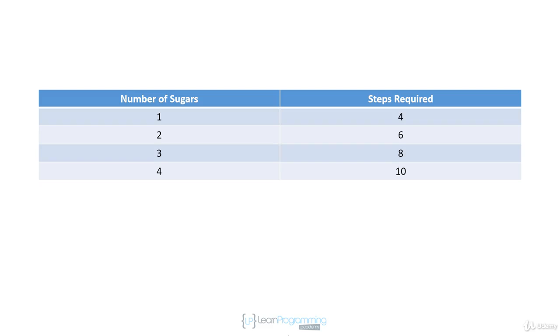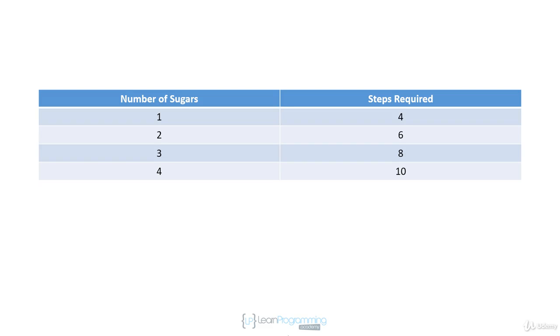So as we can see, the number of steps, or the time complexity of our sugar algorithm, depends on how many sugars someone wants in their tea. If they only want 1 sugar, it just takes them 4 steps. But if they want 4 sugars, it's going to take them 10 steps. So the time complexity gives us an idea of how an algorithm will perform as the number of items it has to deal with grows.